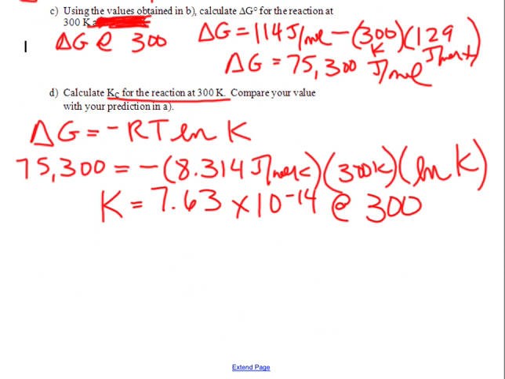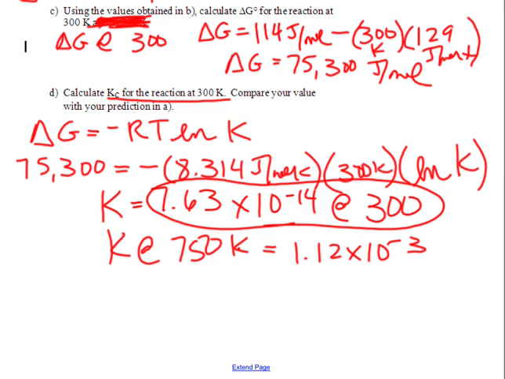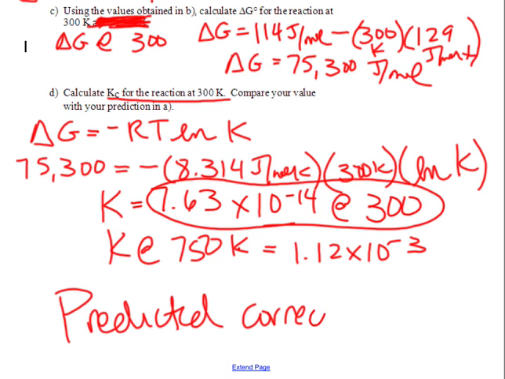Think back, our K at 750 Kelvin is equal to, what was it? It was 1.12 times 10 to the negative 3. Did we fit our prediction? We said that the K would get smaller at that lower temperature. Is 7.63 E negative 14 smaller than 1.12 E negative 3? Yep. So we predicted correctly. And that's a pretty sexy problem, if you ask me. I like that we did that.